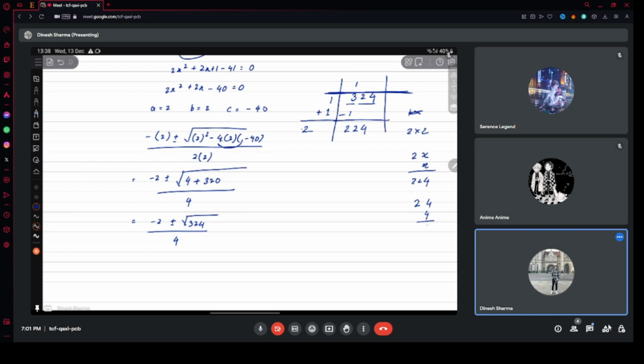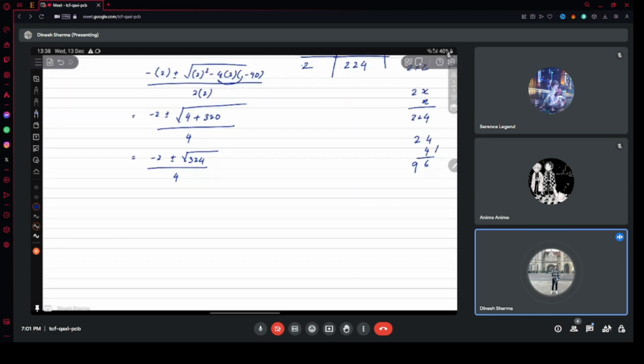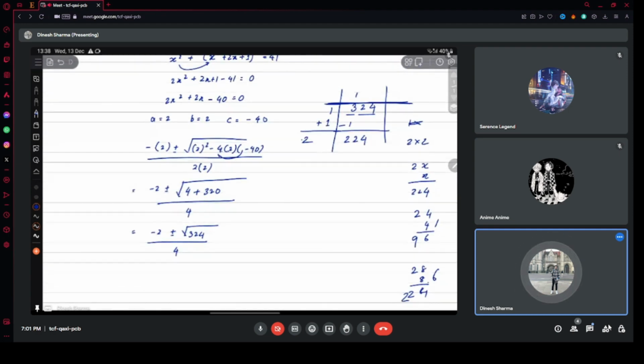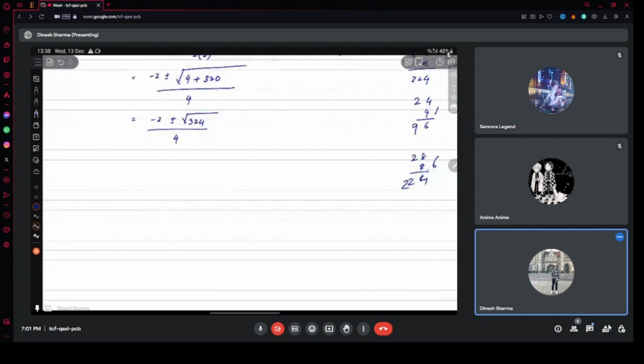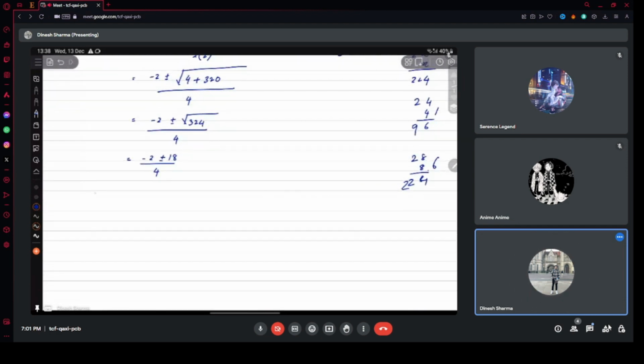If you try 4, 24 into 4, 4 sixes are 24, 4 twos are 8, 96. This is small. Now 28 into 8, 8 fours are 32, 8 twos are 16, 224. So you are exactly getting it as 28 into 8 is 224, remainder 0. So the square root is 18. Minus 2 plus or minus 18 divided by 4, which can also be written as x is either minus 2 plus 18 by 4 or minus 2 minus 18 by 4.